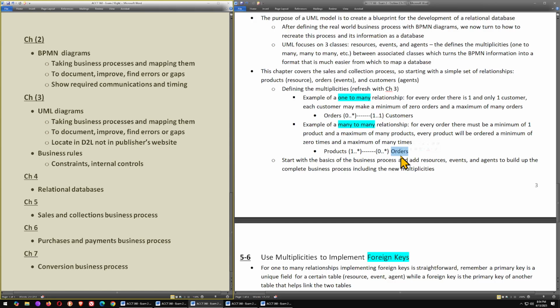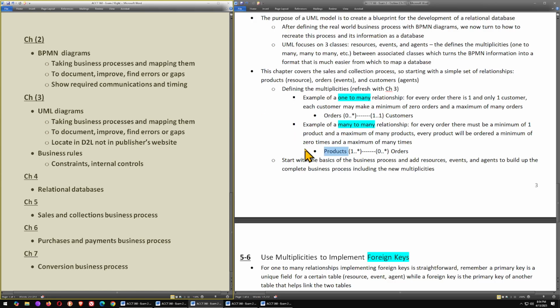Because if we had a business where we're selling products and services, we could theoretically have an order that had 0 products and 1 service. But here, apparently, this business is only selling products. So in order to have an order, you have to have a minimum of 1 product.